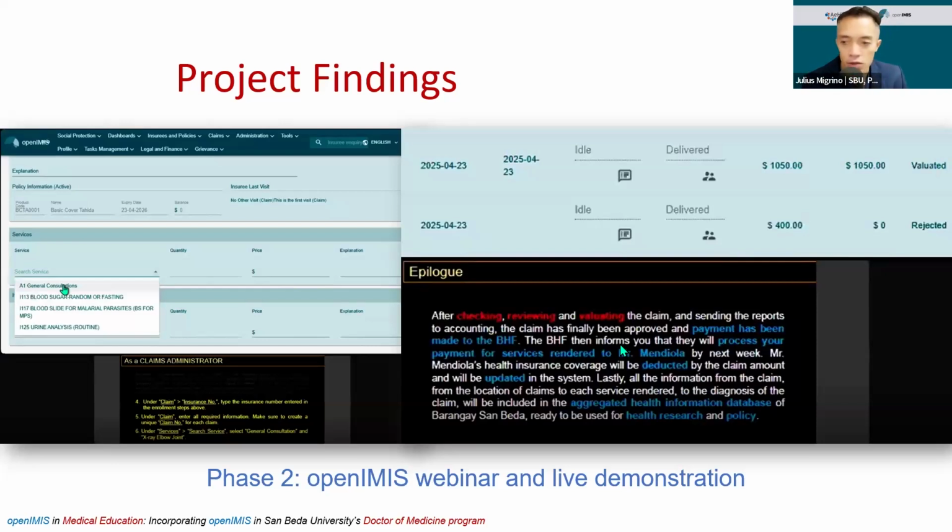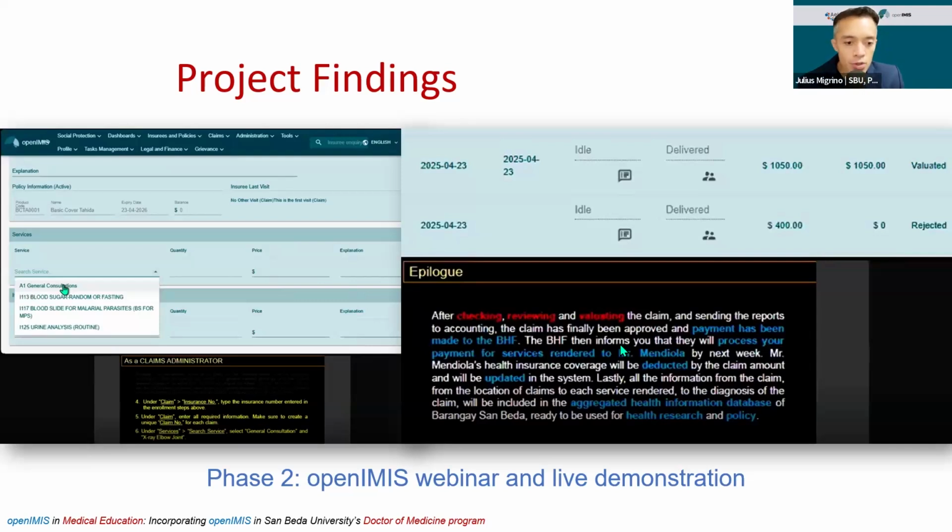Now, as claims administrator, I think on the left side of the screen, the students were then tasked to create a claim for Mr. Mendiola using services and items from the openIMIS server. I think I gave Mr. Mendiola typhoid arthritis, and the services that were requested were general consultations and I think an elbow x-ray.